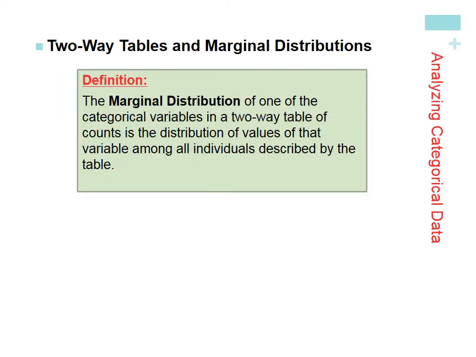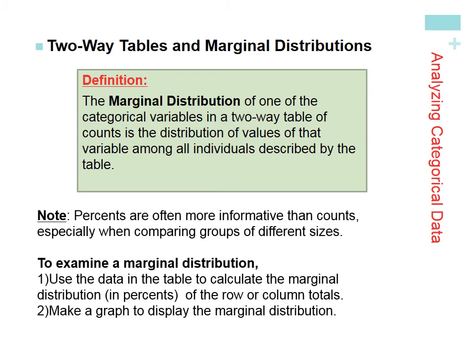All right, so what exactly is a marginal distribution? The marginal distribution of one of the categorical variables in a two-way table is the counts of the distribution of values of that variable among all the individuals described by the table. Well, what does that mean? The marginal distribution is literally just taking a look at one of the rows or one of the columns in comparison to the total. So marginal is always comparison to the total.